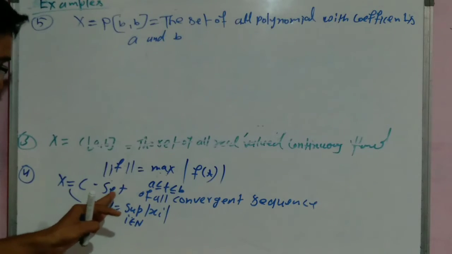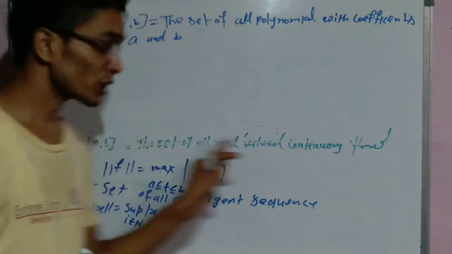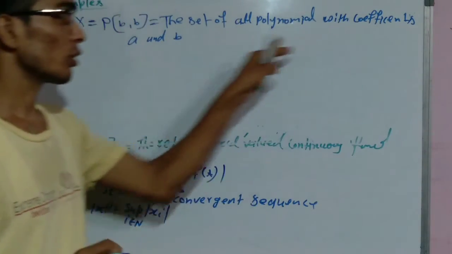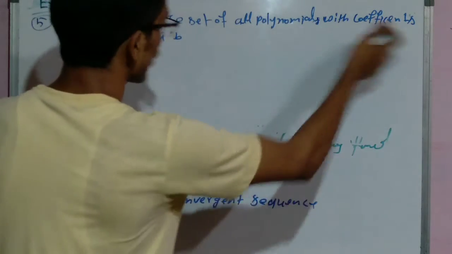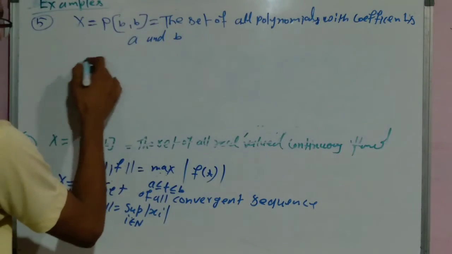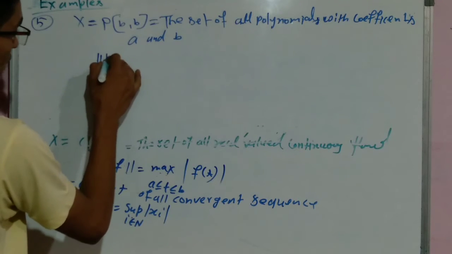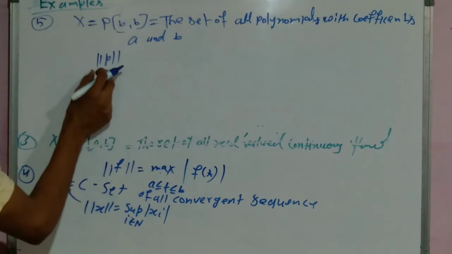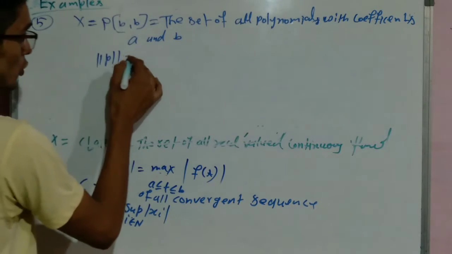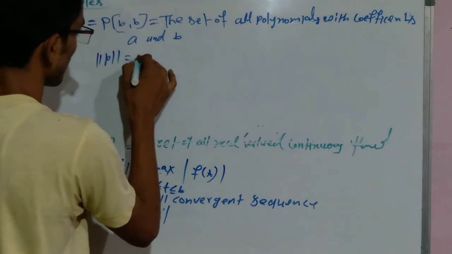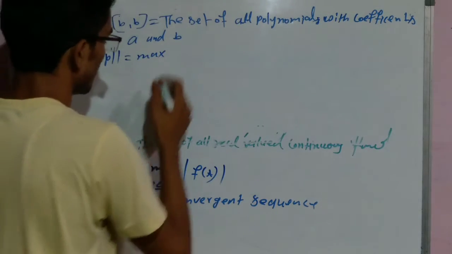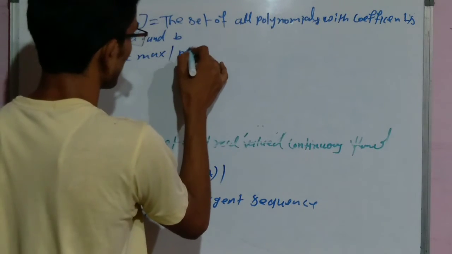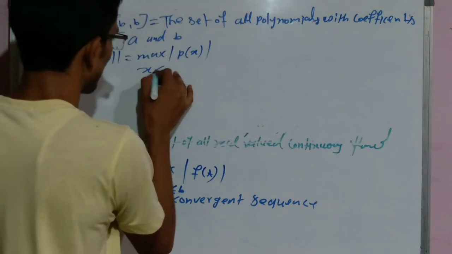Here we have taken the set of all real valued continuous functions C[a,b]. Here P[a,b] means the set of all polynomials with coefficients a and b. So for this we can define the norm of P, where P is a polynomial, that is P is an element of P[a,b]. So for this we define the maximum of |P(x)|, for x lying between a and b.